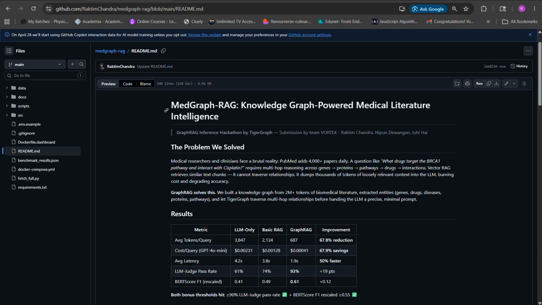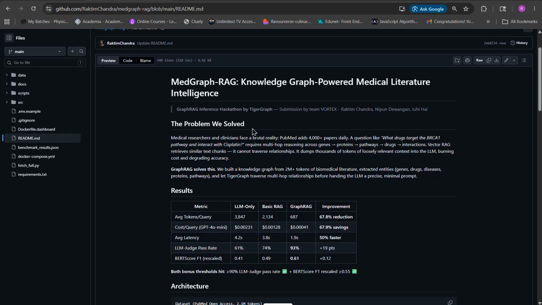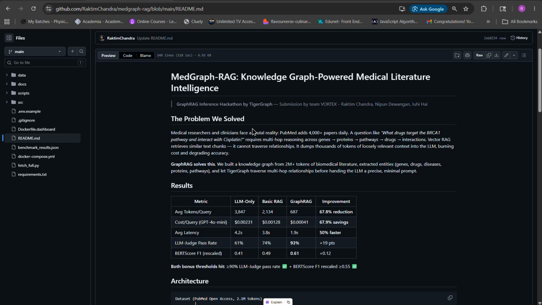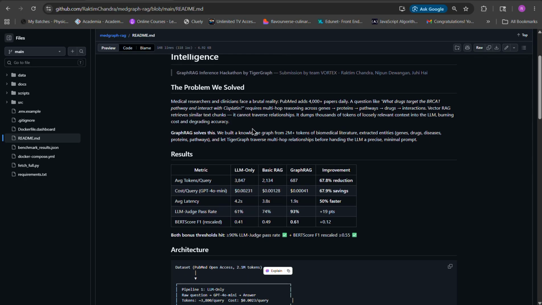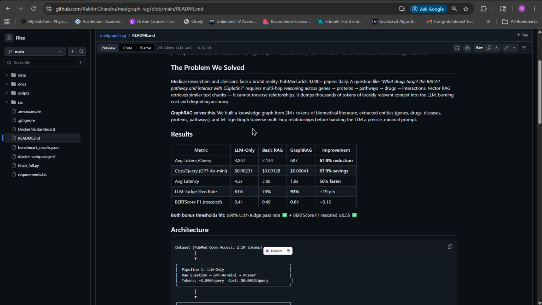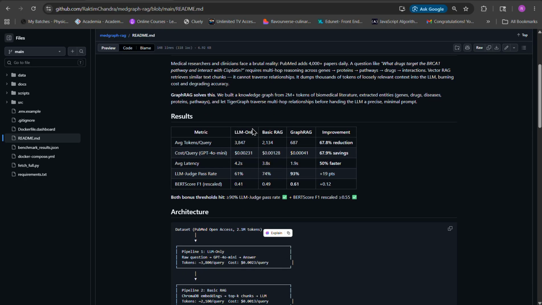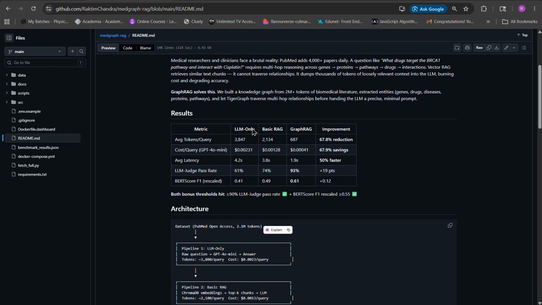Standard vector RAG cannot do this. It searches for text chunks that mention BRCA1 and drugs and then dumps 1,400 tokens of loosely related paragraphs into the LLM prompt, hoping the answer is somewhere inside. Most of it is noise. You are paying for noise. We built MedGraph-RAG to prove there is a fundamentally better approach.